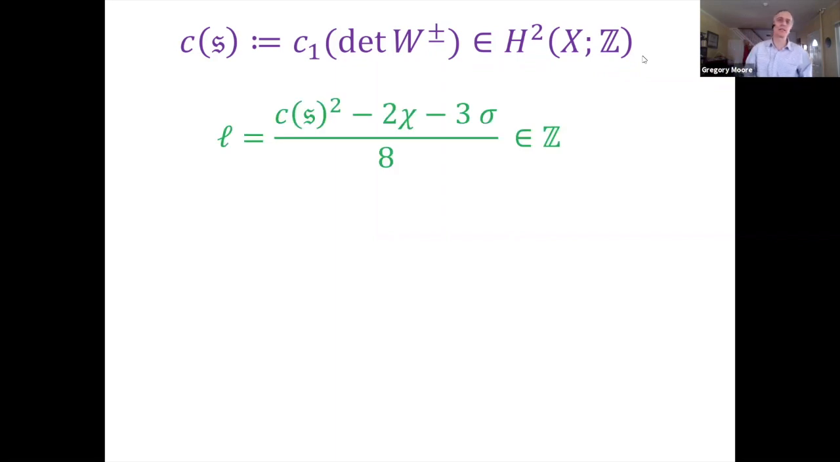And with a little index theory, you can show that c squared minus twice the Euler characteristic, or minus 3 times the signature, divided by 8 is an integer. And that integer will be very important to us. I'll call it L. Are there any questions at this point?